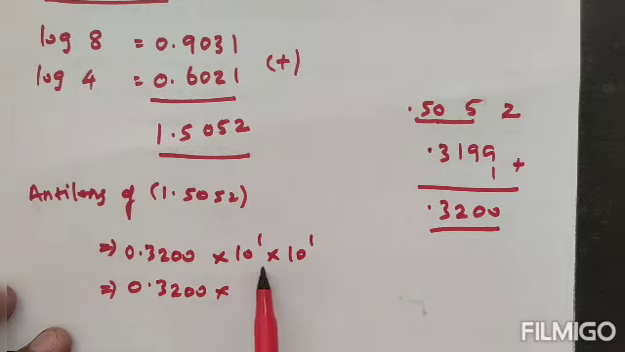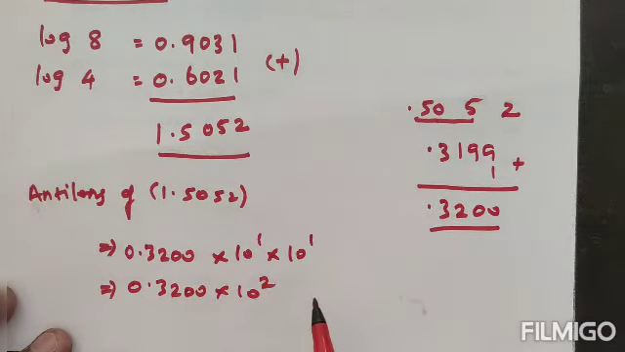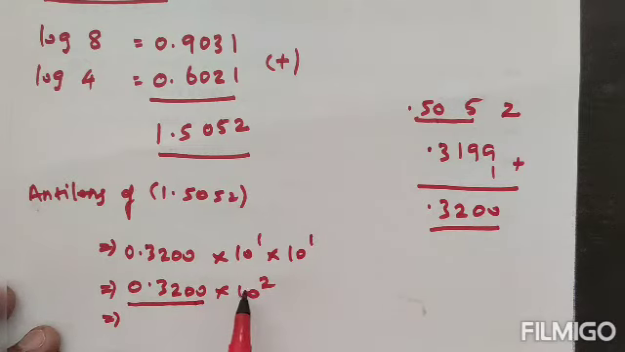Now 0.3200 into 10 power 1, we can write 10 power 2. 10 power 2 is nothing but 100. So we want to multiply this value with 100, and the decimal moves two places, so we get 32. So 32 is the answer. So 8 into 4 equals 32, we can find by using the log calculation.